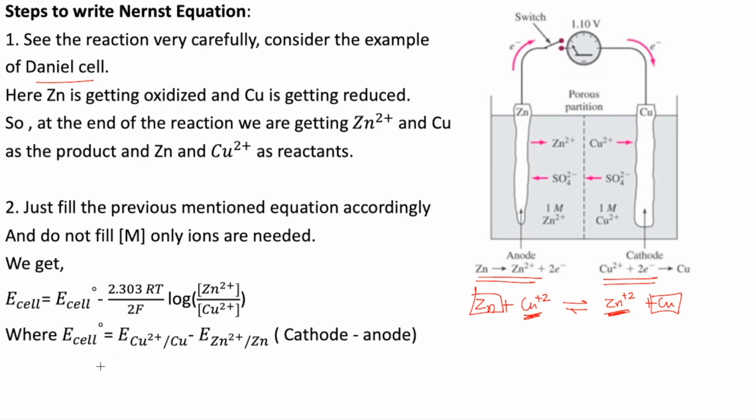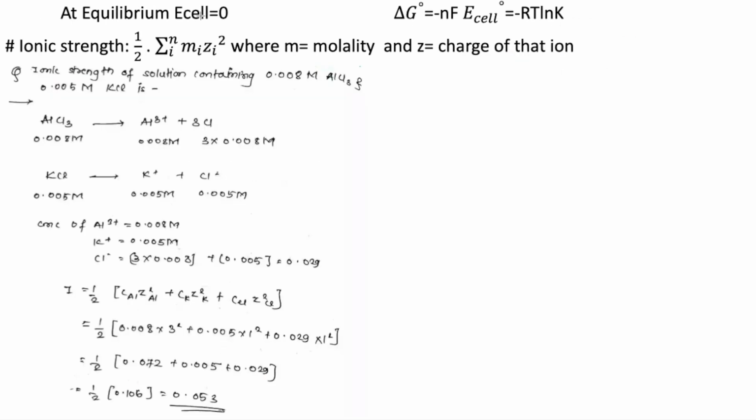Why? Because E naught of the cell is given by E naught of cathode minus E naught of anode. So on the cathode we had copper, that's why we write the reduction potential of copper here, and on the oxidation side, or the anode side, we had zinc. So that's why E naught of anode is used here. Okay, so remember that at equilibrium E of the cell is equal to 0.